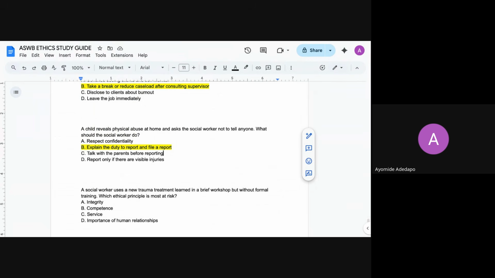You're not competent. Why are you practicing in a model that you don't know, especially trauma treatment? You need to make sure you get training and consultation to be able to practice some of these higher end trauma treatment. So the answer here is going to be B.